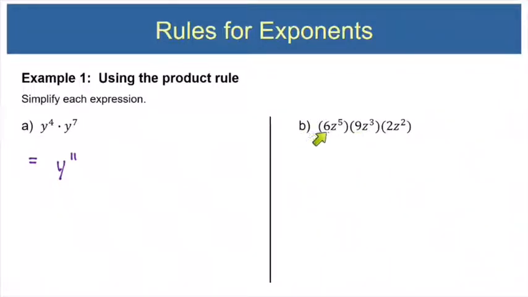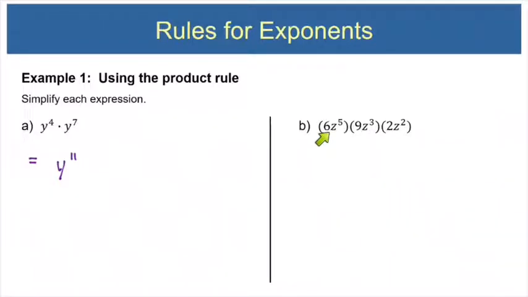And here on part B, we have 6z to the 5th times 9z to the 3rd times 2z to the 2nd. So, of course, this is a multiplication, and we can do this using the product rule. Now, you don't have to write out the next step I'm going to write out, but I'm going to do it just to make sure that everybody understands, because sometimes people get confused since the z's are all spread out. But remember, we have the commutative property, which says we can rearrange these factors in any convenient order.